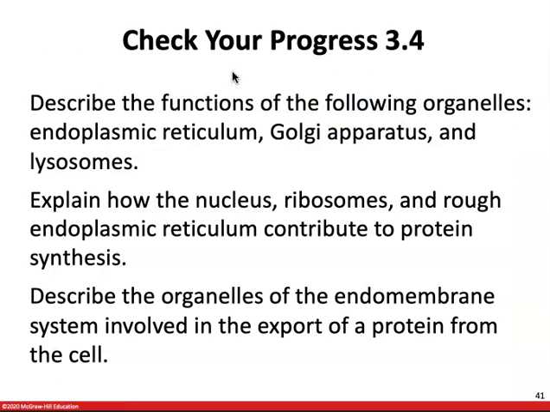So just to summarize, make sure you can describe the functions of the various organelles: endoplasmic reticulum, Golgi apparatus, and lysosomes. Explain how the nucleus, ribosomes, and rough ER contribute to protein synthesis. And then describe the organelles of the endomembrane system that are involved in the export of a protein from the cell. You should also be able to do the same thing for lipids, for the synthesis and the export of lipids from the cell.